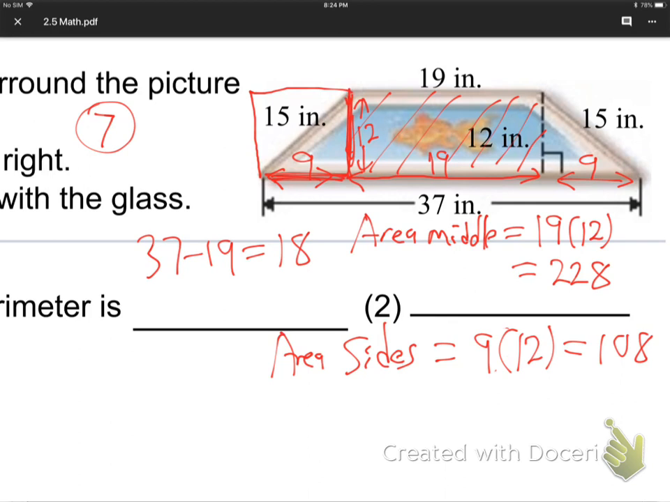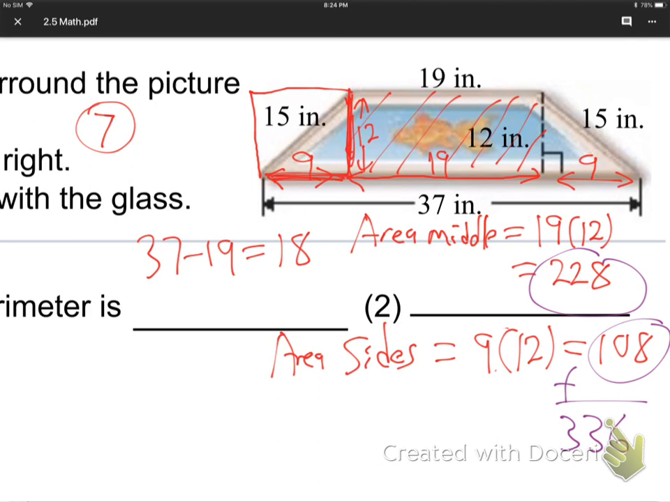We're going to add those two, right? I'm going to take this and add them to get 336, I think. Why wouldn't you divide the 108 by 2? You said 336? Because that would be wrong.